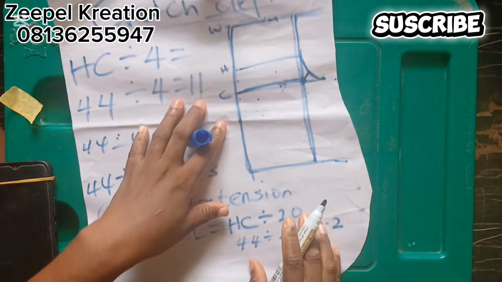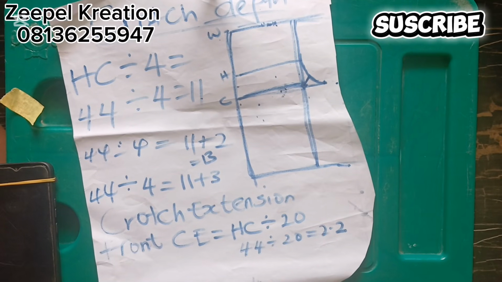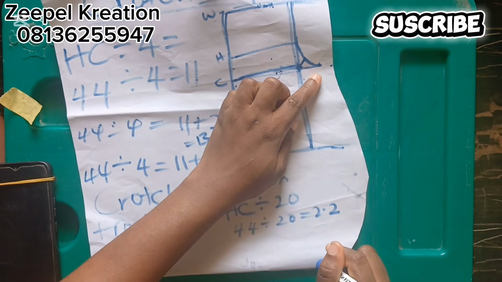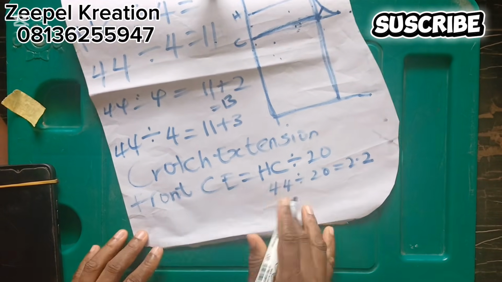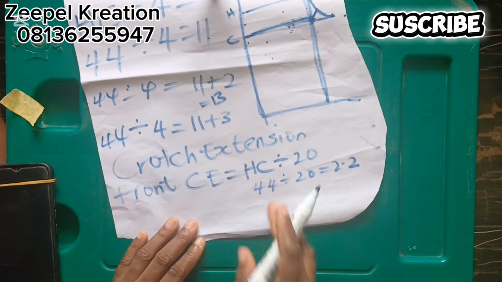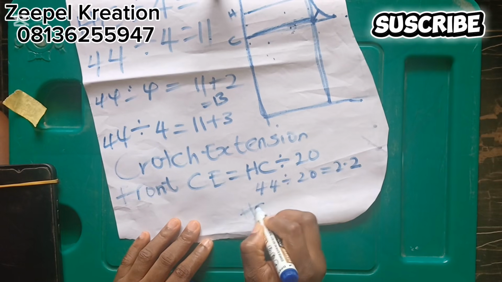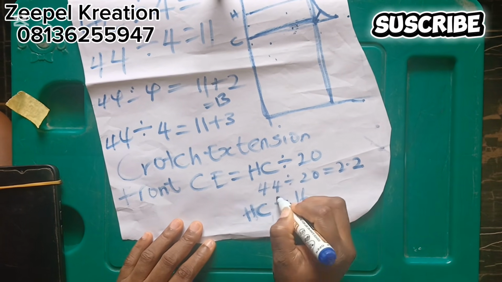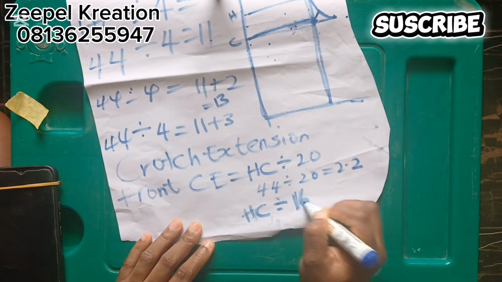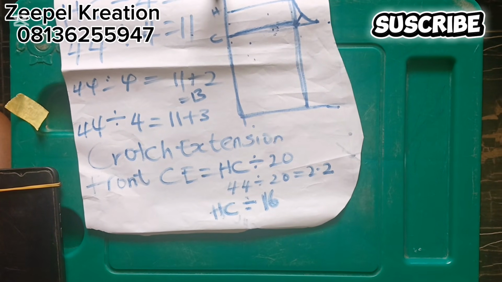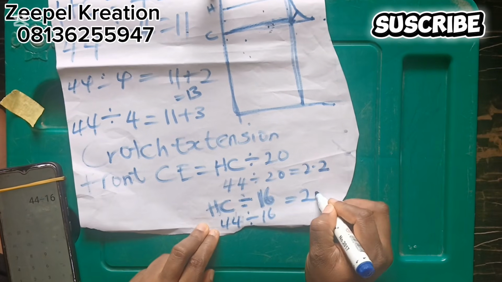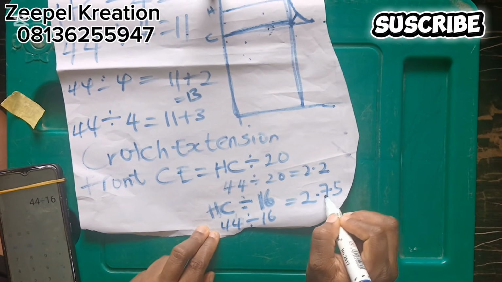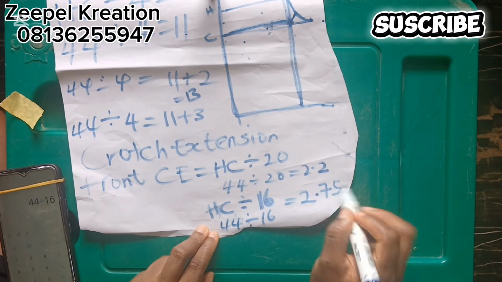But assuming I am working on a loose trouser, I cannot use 2.2. If not, my crotch will be squeezing. So for the front crotch extension for a loose trouser, I'll divide my hip circumference by 16. That means I'll be having 2.75 as my crotch extension.